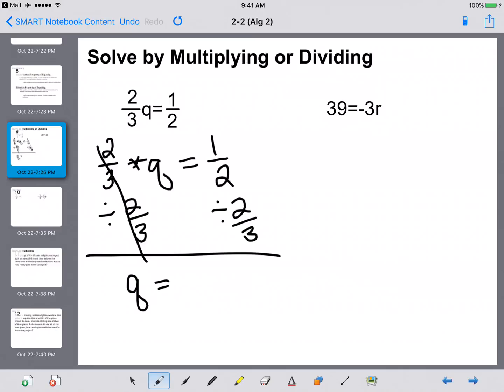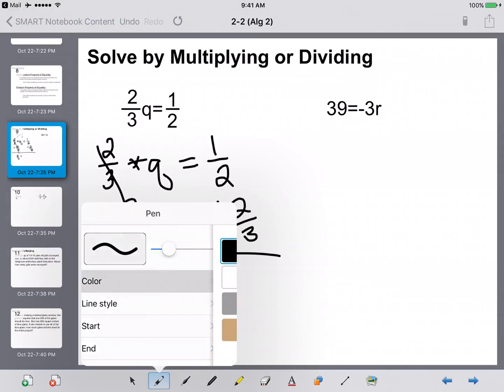When I have fractions, I'm going to do a little segue over here, so I'm going to change my color so I know.